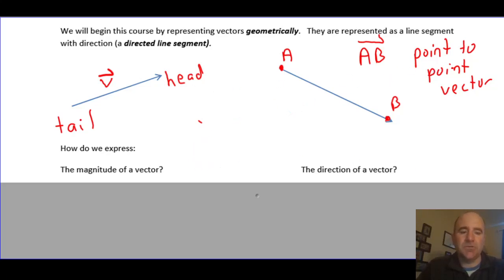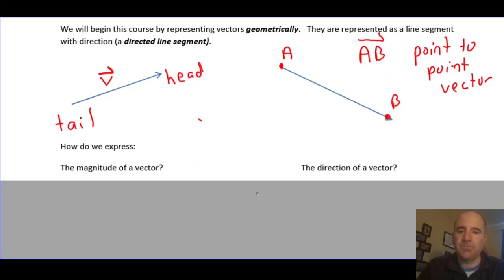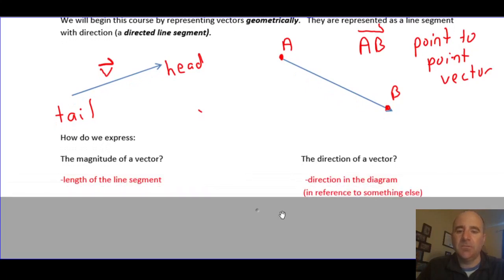Vector has magnitude and direction, so how do we define or express magnitude and direction geometrically? Well, it's probably exactly what you'd expect. The magnitude of the vector is just the length of the line segment. The longer the line, the higher the magnitude of the vector. How about the direction of the vector? Well, that's the direction in the diagram.